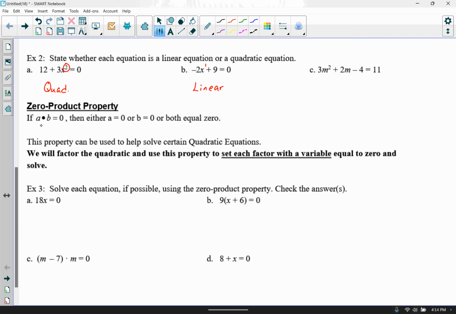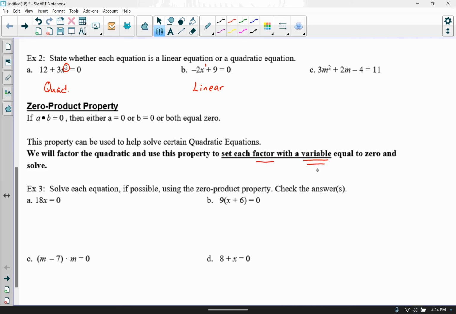And what the property says is that if you have two factors multiplied together, so a times b, if they equal 0, then either a equals 0 or b equals 0, or they both equal 0. And so what's going to happen is that when we factor our quadratics, we're going to use this property to set every factor that has a variable, so every factor that has a letter with it, equal to 0 and solve. Right, and you'll see what that means here and just down below.